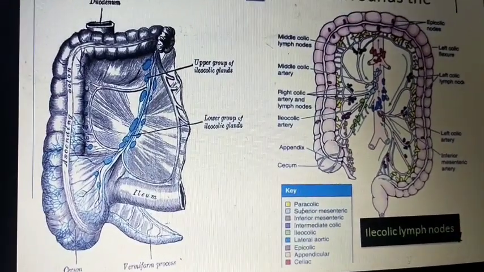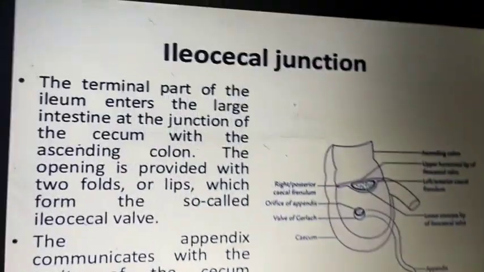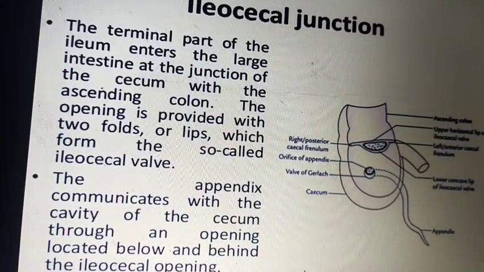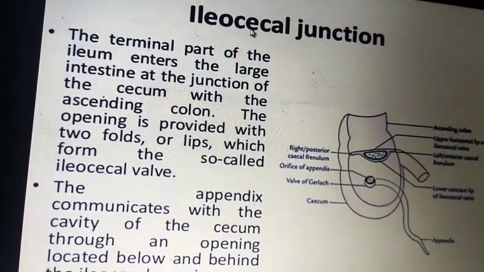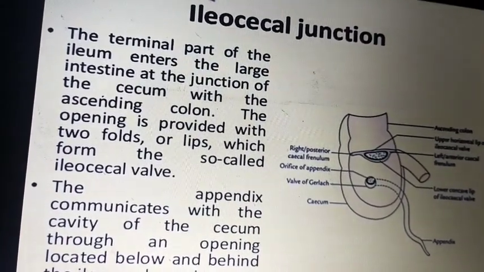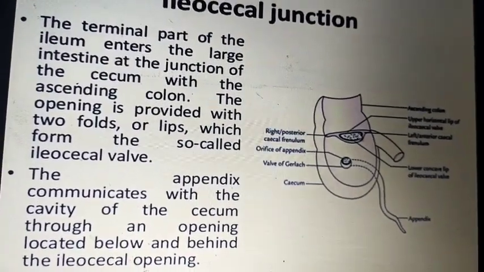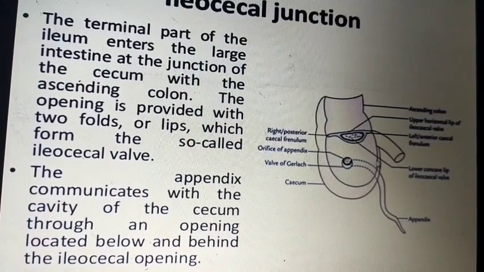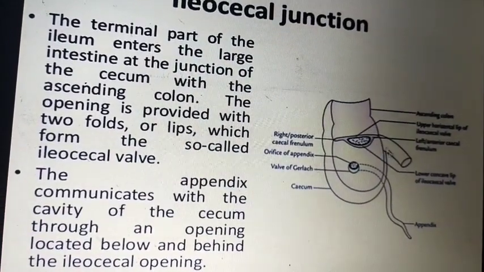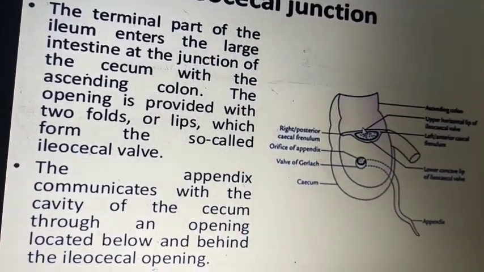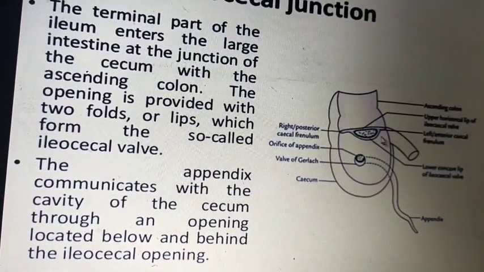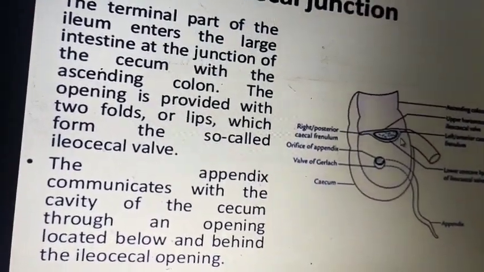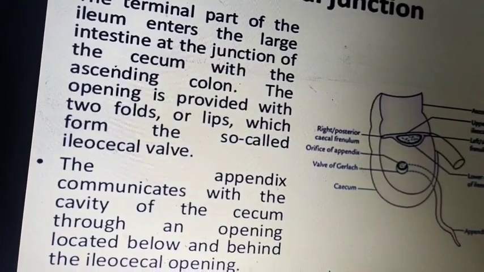Can go for the next slide. Then it has the ileocecal junction. Cecum is a part of the large intestine. Ileo means it is a part of the small intestine. This is the junction between the ileum and cecum, the ileocecal junction. It is a junction of the small intestine and large intestine, the terminal part of the ileum and the cecum.